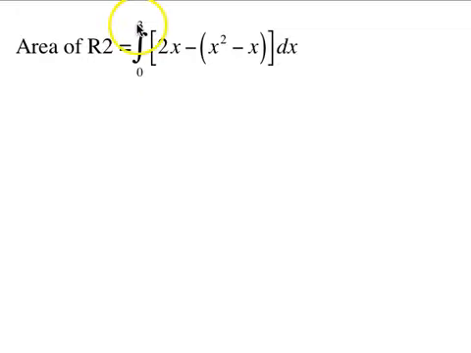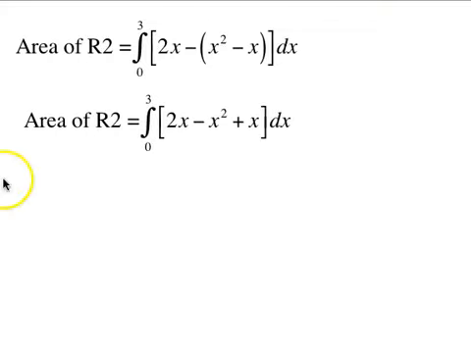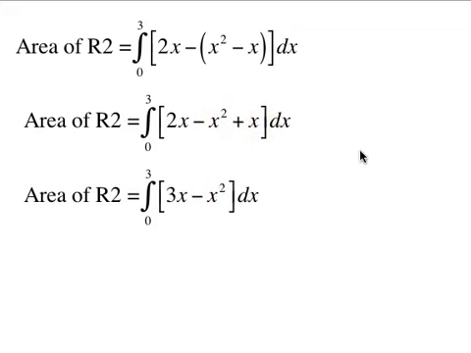That area is the integral from 0 to 3, the top function, this time 2x, minus the bottom function, x squared minus x. Distribute the negative signs. Be careful. So we get 2x minus x squared plus x. 2x plus x is 3x. Integral from 0 to 3 of 3x minus x squared.